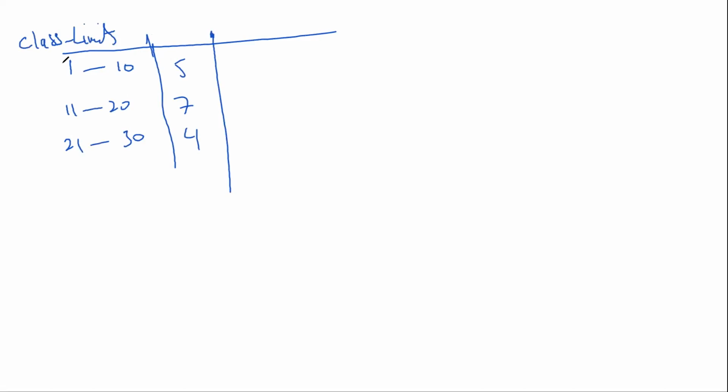This 1 is the lower class limit. 10 is the upper class limit. 11 is the lower class limit. 20 is the upper class limit. So you will have to construct the class boundaries. This is called constructing the class boundaries.